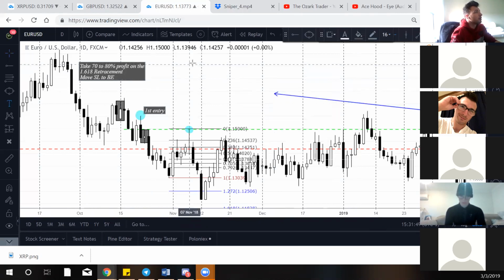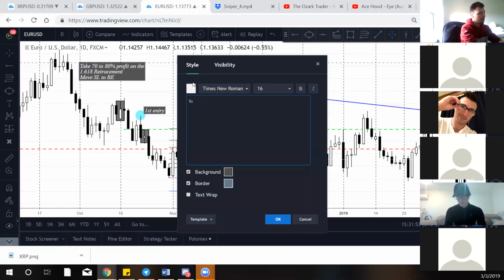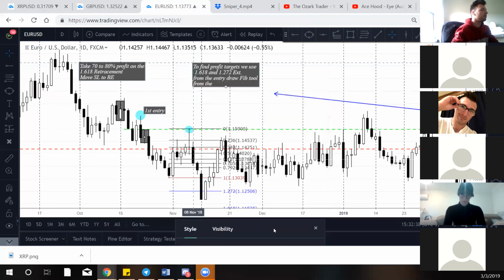let's put this up here. To find profit targets, we use 1.618 and 1.272 extension. Okay. From the entry, draw. I'm gonna go ahead and do this. There we go. Draw fib tool from the entry. No, that's not right.